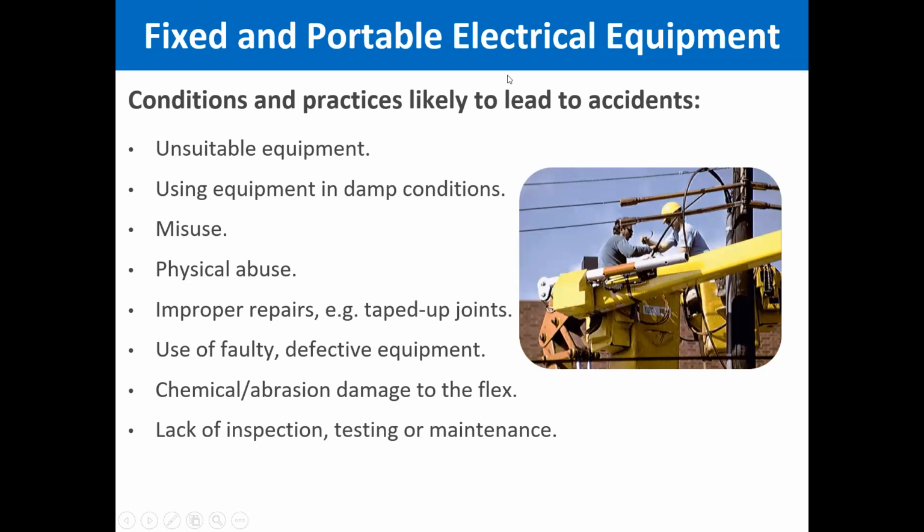Then there is fixed and portable electrical equipment as well. The conditions and practices which are likely to lead to accidents related to fixed and portable electrical equipment include unsuitable equipment, using equipment in damp conditions if there is water around, misuse of electrical equipment, physical abuse, improper repairs, for example, taping of the joints, use of faulty defective equipment, chemical abrasion, lack of inspection, testing, or maintenance. So all these are hazards related to electricity.